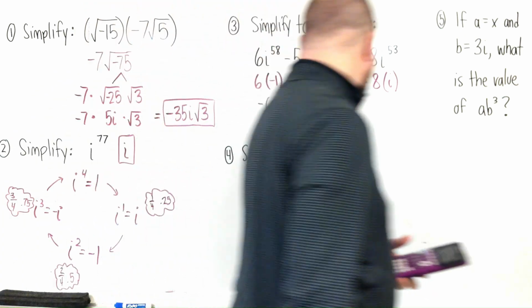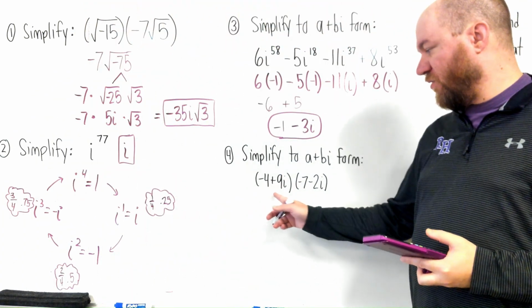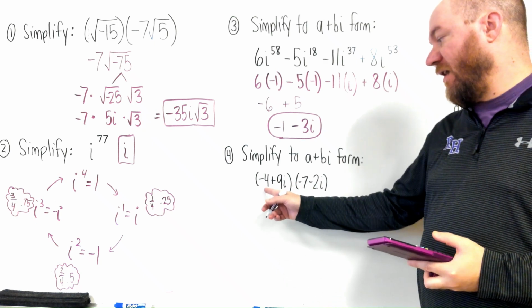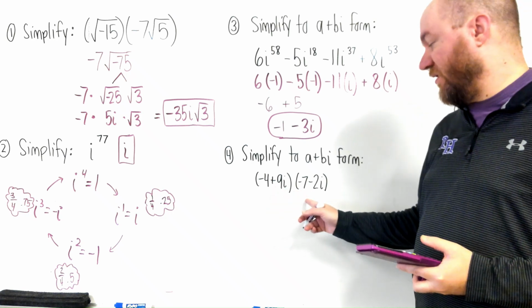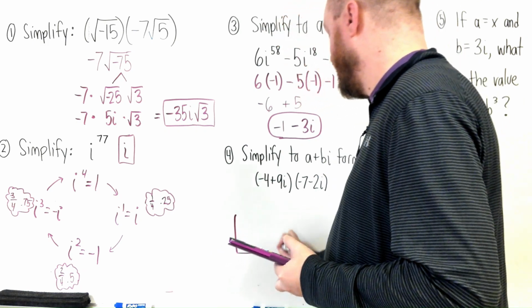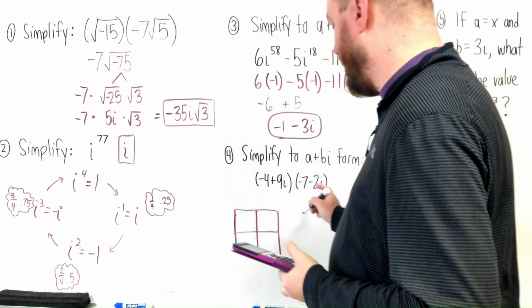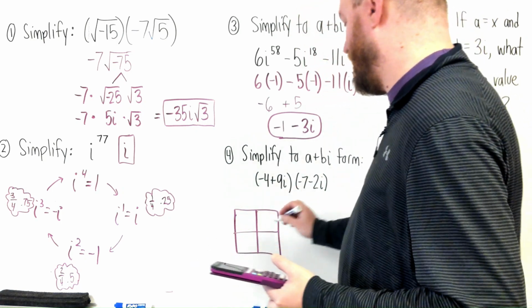All right, number 4, simplify in a plus bi form. Remember, when you have 2 parentheses in math with nothing between them, that means multiply. And in here, I see 2 binomials that need to be multiplied, which means I need to use the box method here. So we're going to set up a 2 by 2 box. Remember, you set up the box method when you're multiplying more than one thing times more than one thing.